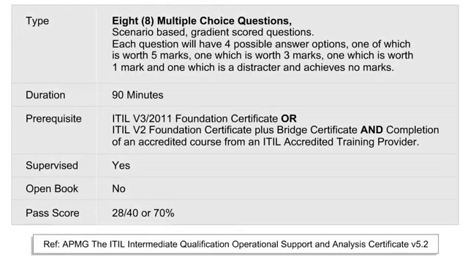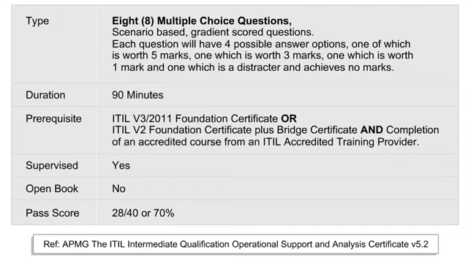The ITIL 2011 Operational Support and Analysis exam consists of 8 multiple-choice questions, which will be scenario-based, gradient-scored questions. Each question will have 4 possible answer options, one of which is worth 5 marks, one which is worth 3 marks, one which is worth 1 mark, and one which is a distractor and achieves no marks. The duration of the exam is 90 minutes.